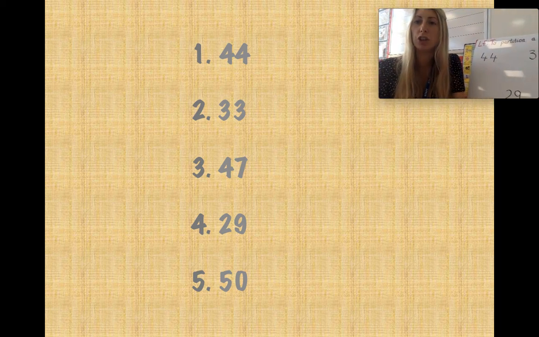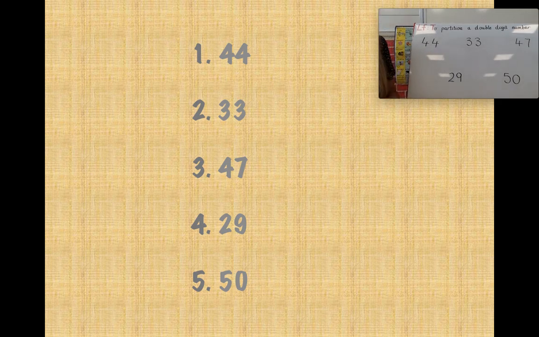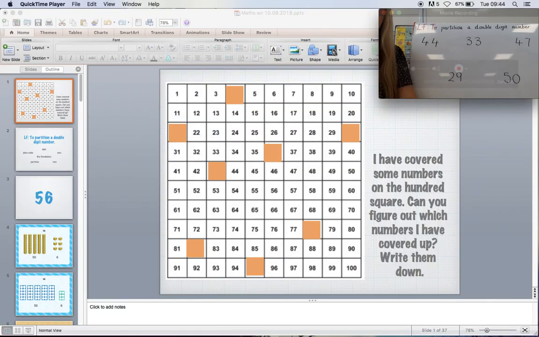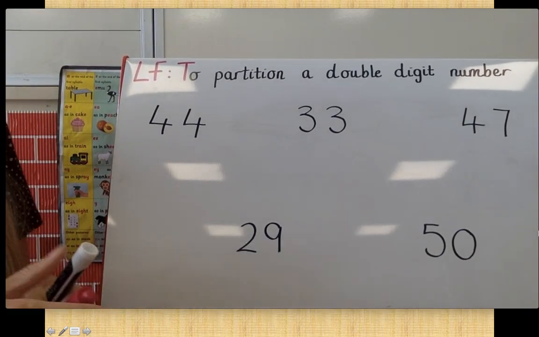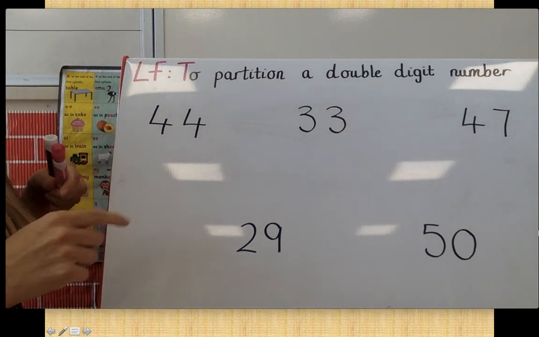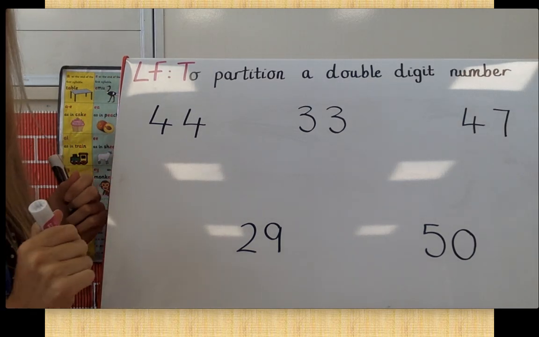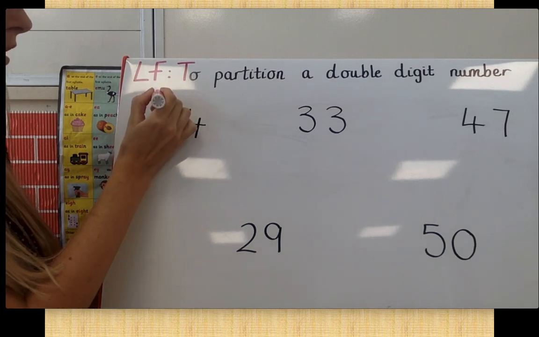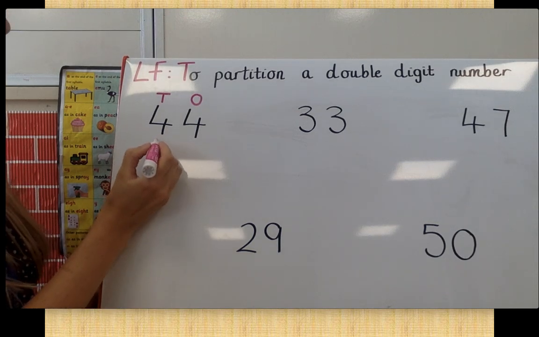Okay, if you've managed to do that, let's have a go at doing it together. So on the board here, you can see I have got those 5 numbers. Let's see if I can make this a little bit bigger. There we go. So we're going to partition these together. So I've got 44. Let's start off with number 1. You've got to remember to put your 10s and 1s at the top. So I've got my 10s and my 1s, and I'm going to partition this out.